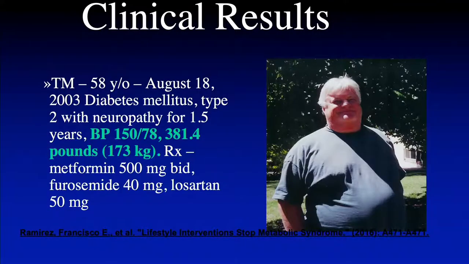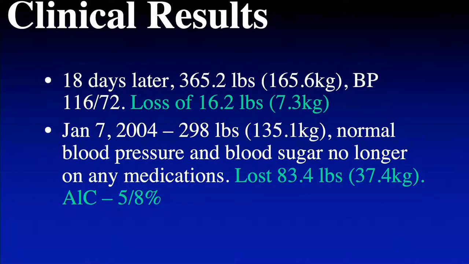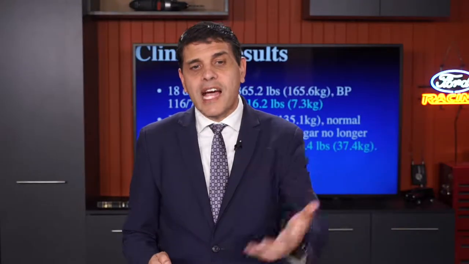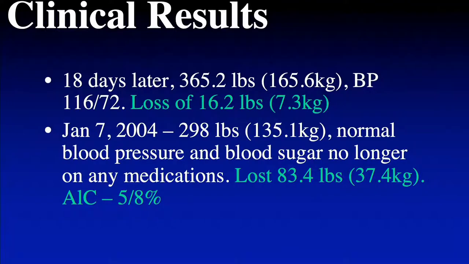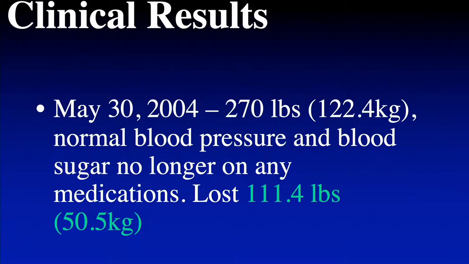But here comes the good news. This is my own study published in an American journal in America. In this study, we're documenting how this person with obesity, with high blood pressure, with diabetes, even though he's taking multiple medications, in a matter of 18 days of switching to a plant-based diet and exercise and rest and all these good behaviors, loses in those 18 days 16 pounds or 7 kilos. We had to stop all medication. He no longer needed that. Nine months later, he has lost 83 pounds, 37 kilos. In a matter of 11 months, he has lost 50 kilos, 111 pounds.